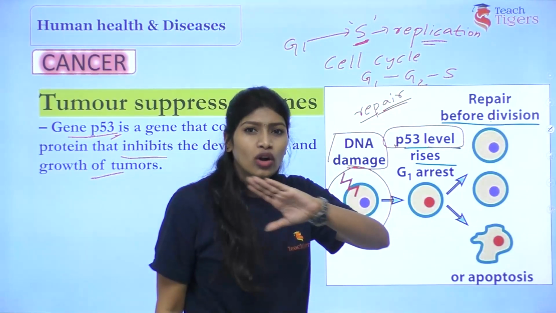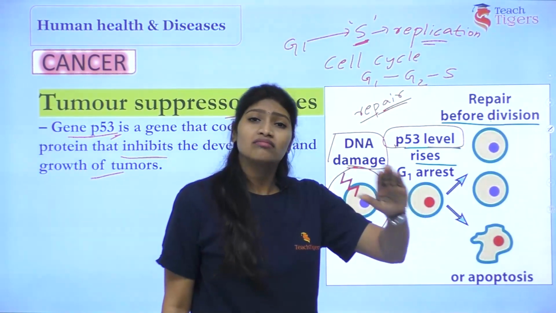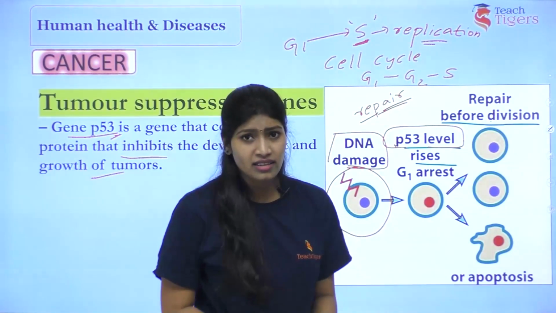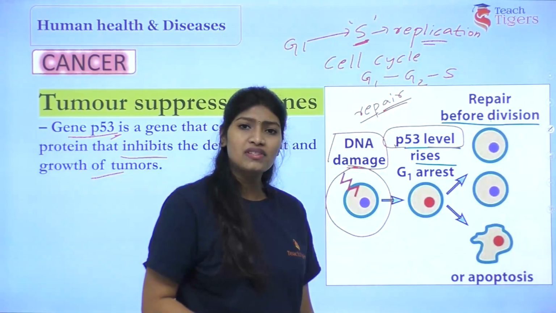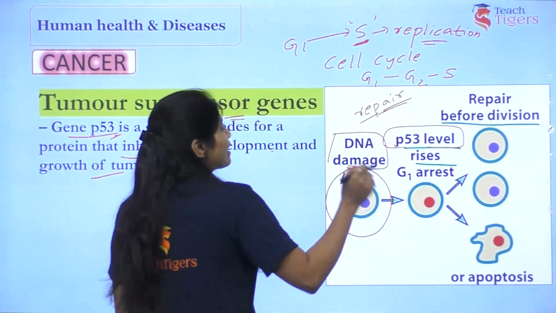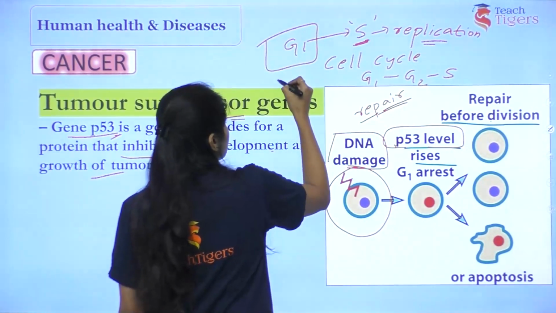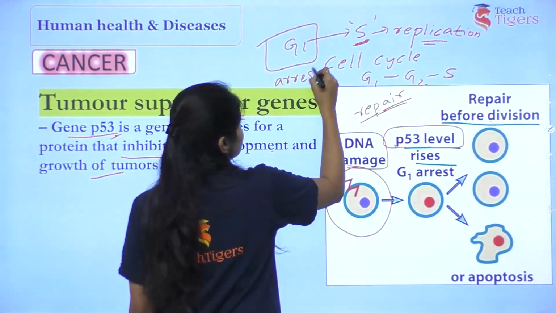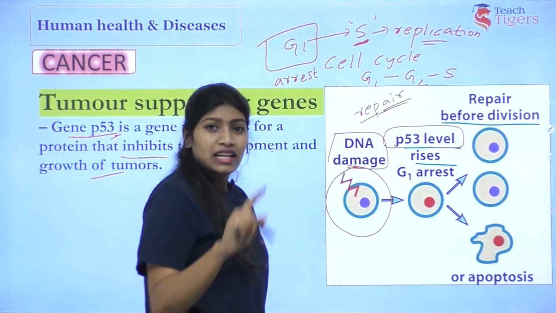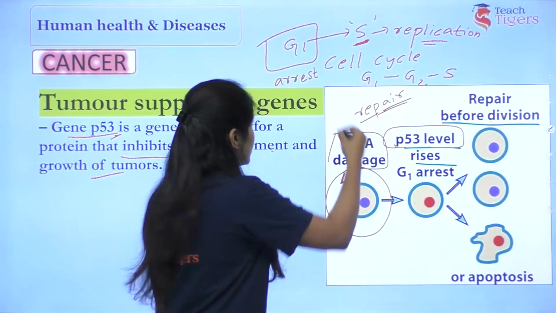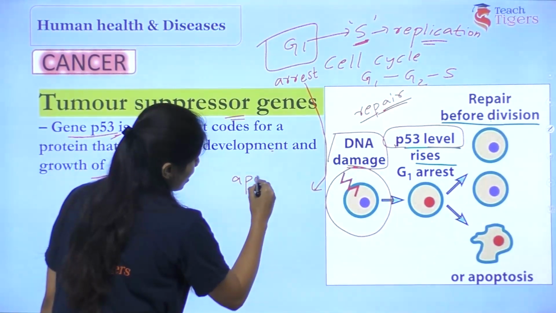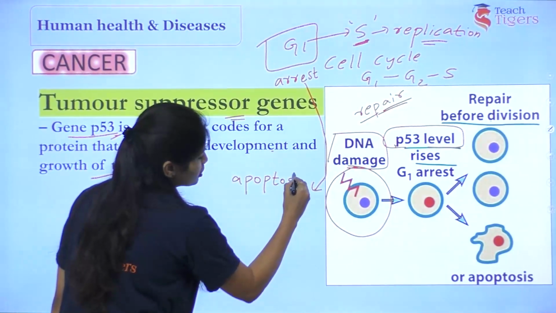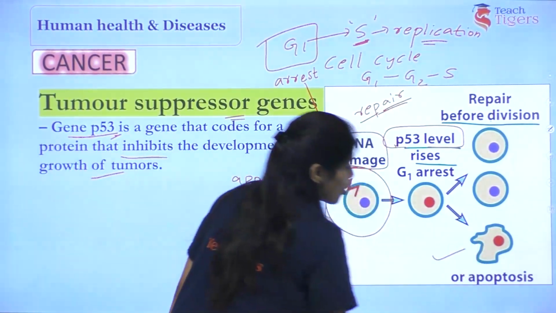If the repair is not done for this cell, so the DNA is not repaired, then what happens? The cell will be arrested in G1 phase itself. That means G1 arrest takes place and it will let this cell undergo a programmed cell death called apoptosis, which is nothing but programmed cell death.